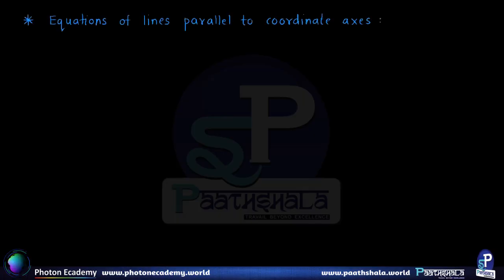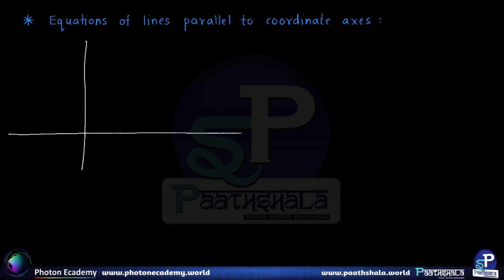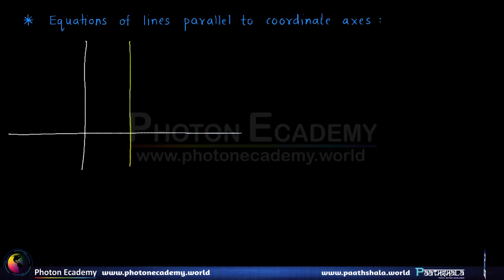Now let us study the equations of lines which are parallel to coordinate axis. Now let us consider a simple case in the beginning. That is, suppose we consider a line which is parallel to y-axis and passing through the point (1, 0).